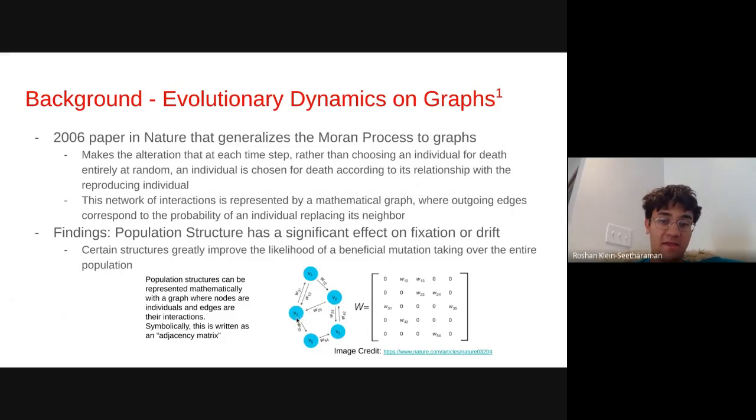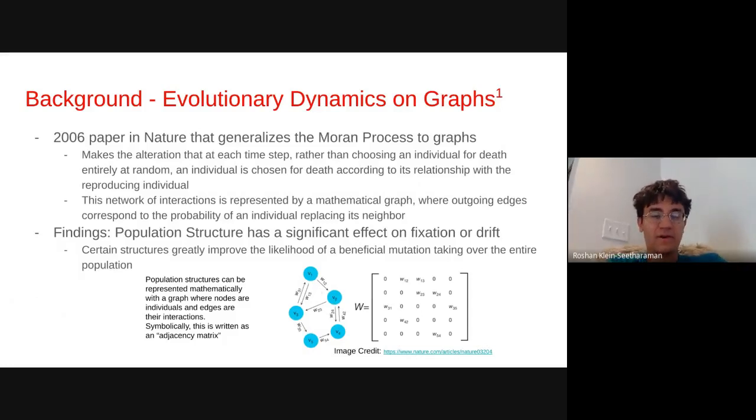For example, individual V3, if it's chosen to reproduce, the probability that it replaces V1 or V5 is given by W31 and W35 respectively. And mathematically, that exists in the third row of this matrix, where you can see W31 is entered and W35 is entered, whereas the rest of the entries are 0 because it's not able to kill off those individuals.